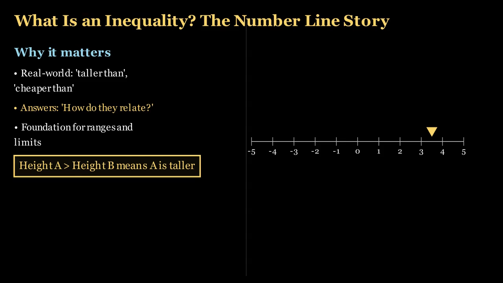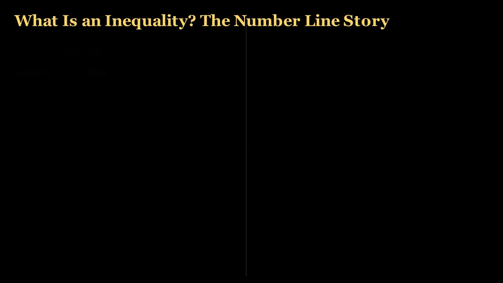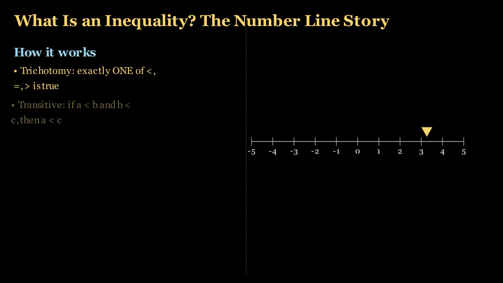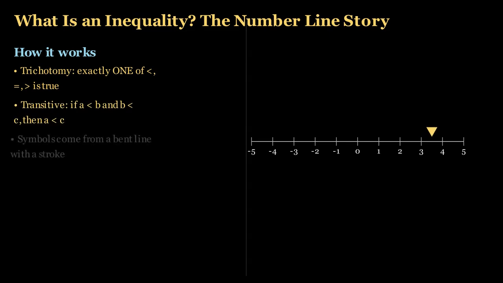First, the trichotomy property. Trichotomy just means a cut into 3. For any two numbers, exactly one of three things is true: the first is less than the second, they are equal, or the first is greater than the second. On a number line, a point is either left of, right on, or right of another point. There's no fourth option.